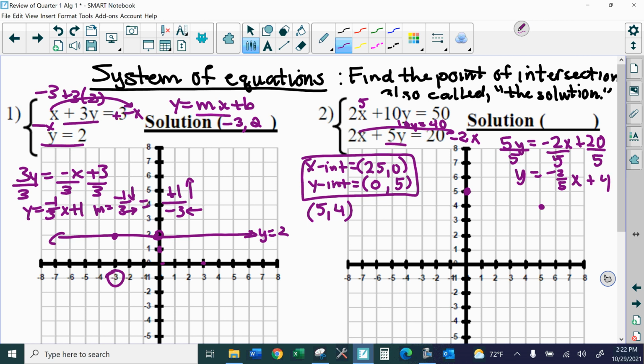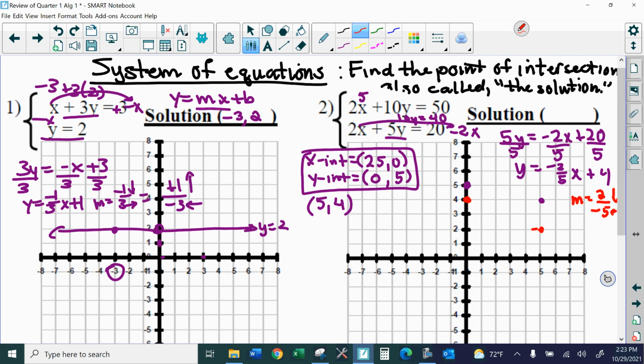Positive 4, and it says negative 2/5: down 2, right 5. Or I can go up 2, left 5. Remember, I can switch the signs. So I could go up 1, 2, left 5, 1, 2, 3, 4, 5, right there. Okay.